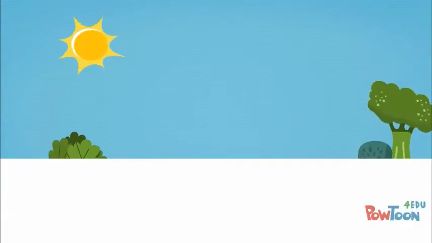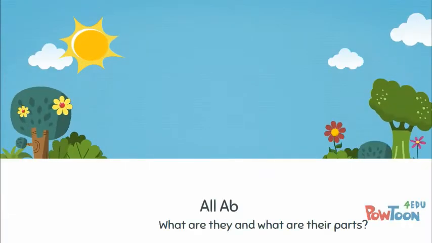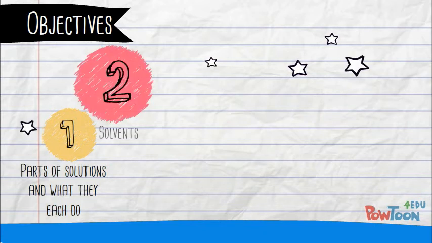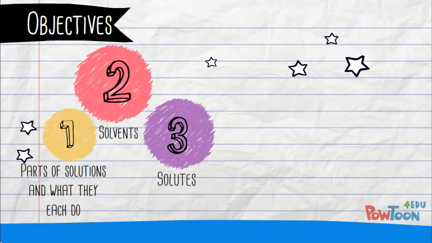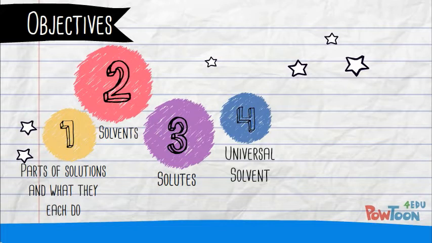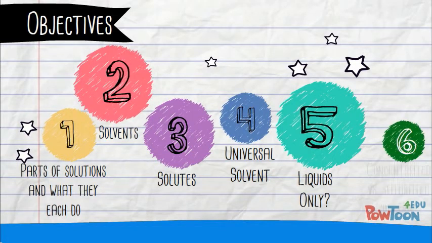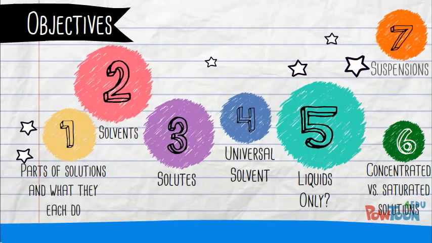This section is all about solutions, what they are, and what are their parts. Here are your objectives for your notes. What are the parts of solutions and what does each do? What are solvents? What are solutes? What is known as the universal solvent? Are solutions only liquids? What's the difference between a concentrated solution and a saturated solution? And what is a suspension?